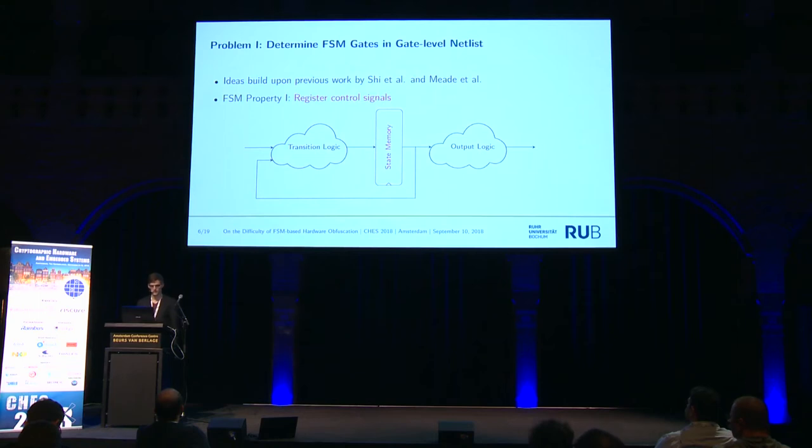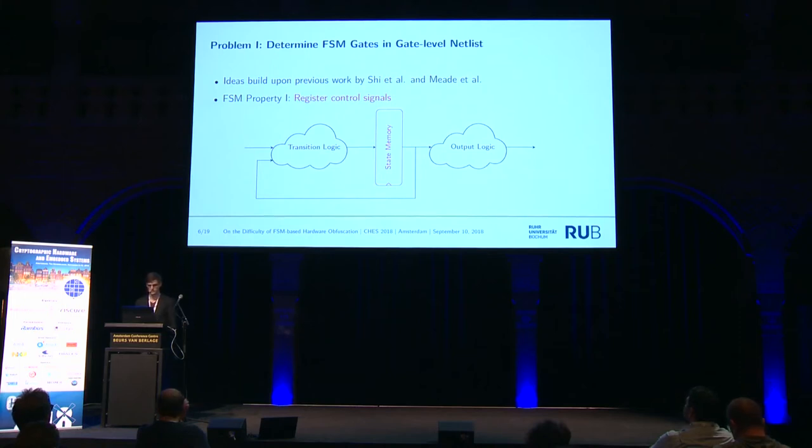And the first thing is we have the first property. This is register control signal. So basically, the state memory has some control signals like clock, enable signal, set and reset signals. And typically for FSMs, each flip-flop has the same set of control signals. So we group all flip-flops in the gate level netlist according to the set of control signals.